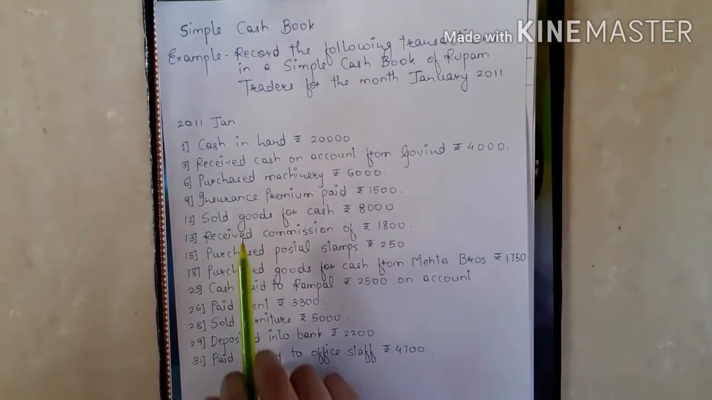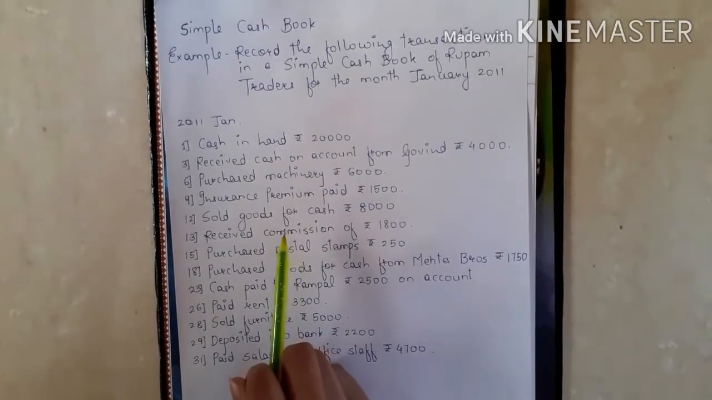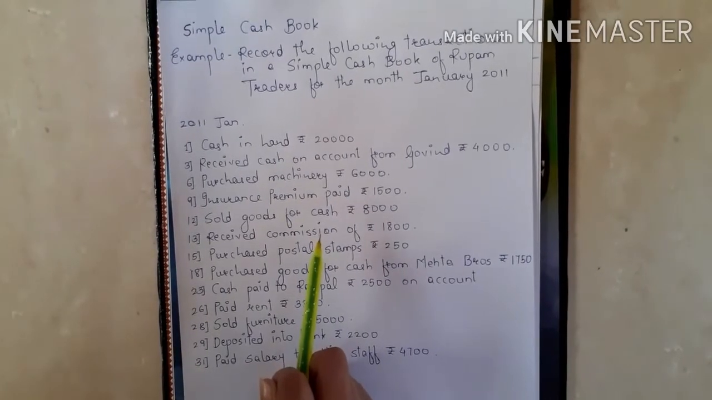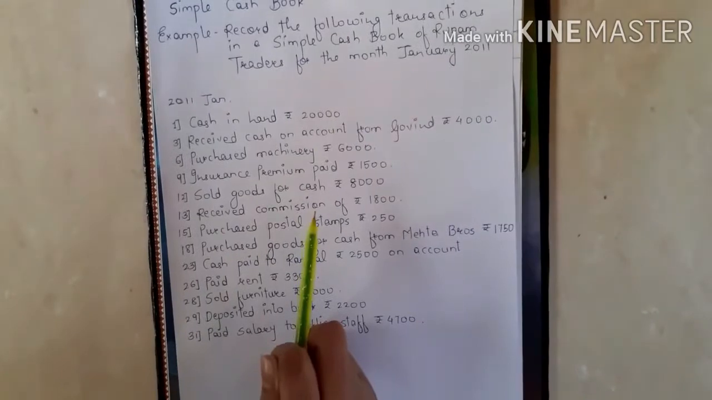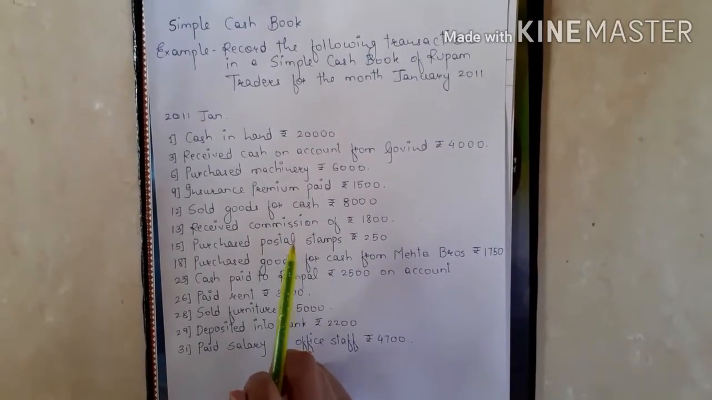Now I have told you this term, sold goods for cash, so many times. Sold goods for cash means you have sold goods and immediate payment of the sale is made to you by the buyer. That is called sold goods for cash.